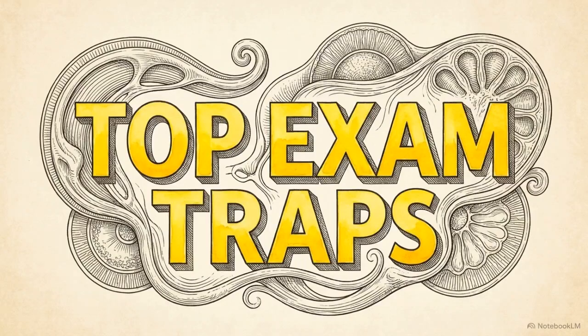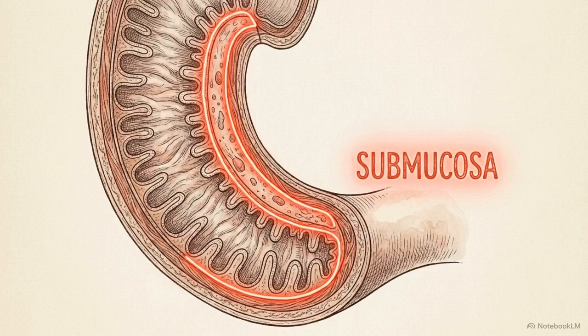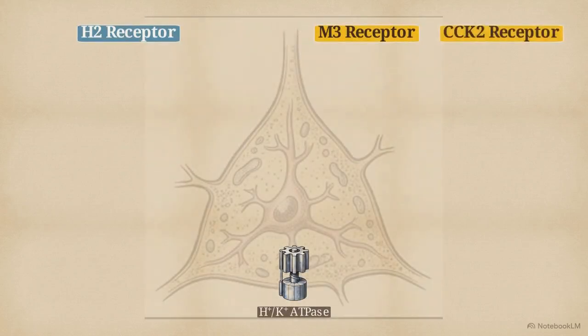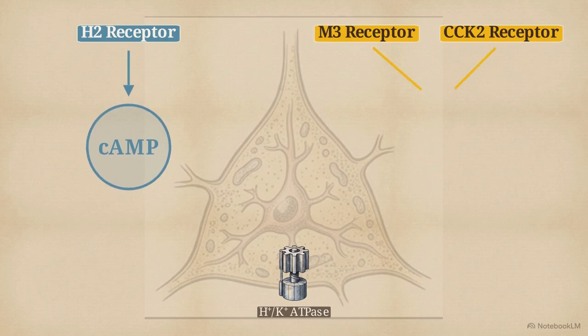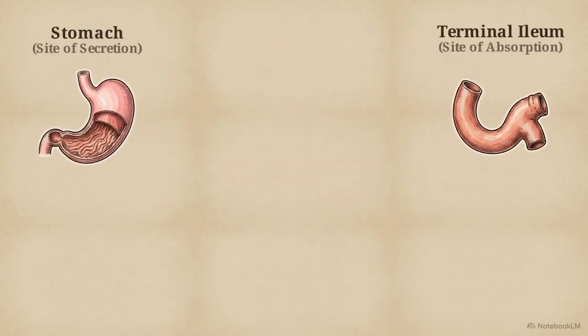Let's lock in 4 high-yield details for your exam. Trap number 1, location. Brunner's glands are strictly located in the submucosa of the duodenum, never the mucosa. Trap 2, receptor pathways. The H2 receptor elevates intracellular cyclic AMP, whereas the M3 and CCK2 receptors rely strictly on intracellular calcium. Trap 3, spatial dissociation.